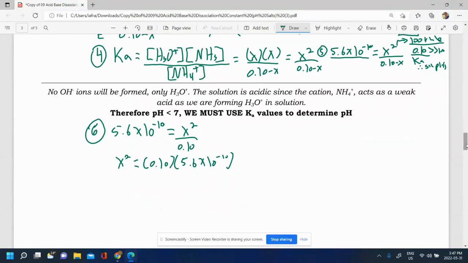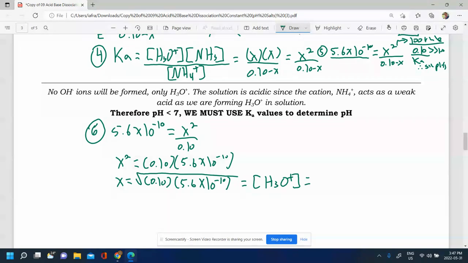And if you want to find x, you just do the square root of that. So x is equal to the square root of 0.10 times 5.6 times 10 to the power of negative 10. And that will be the concentration of the H3O plus in our ICE table from the NH4 plus. So 0.1 times 5.6 times 10 to the power of negative 10, square root that, and we get 7.4833, so on and so forth. I'm leaving it all in my calculator, times 10 to the power of negative 6 molar, moles per liter, because it's the concentration of H3O plus.